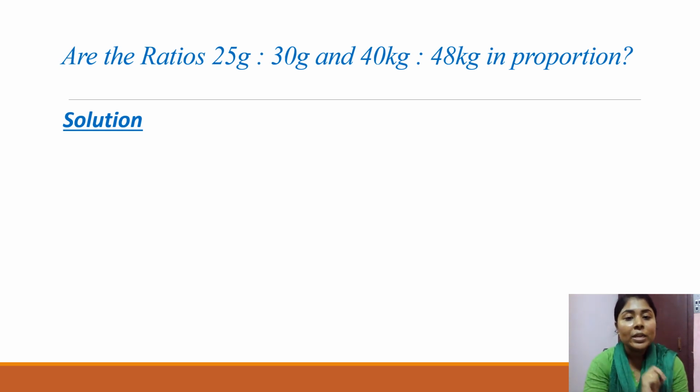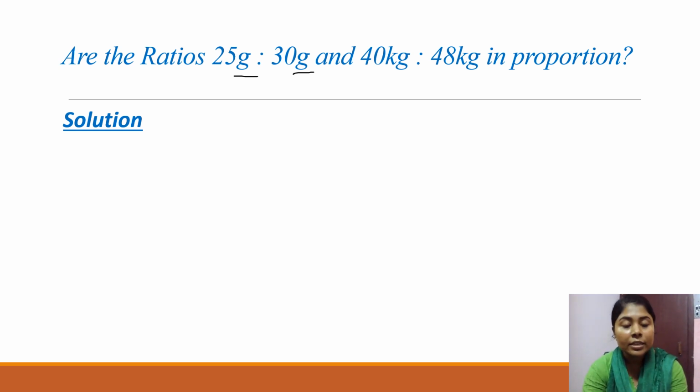Here see the 25 grams. Here in the first ratio we are having grams, and in the other quantity we are also having grams, so both are in grams, which means they are in the same unit, isn't it? Same unit means we can find the ratios.